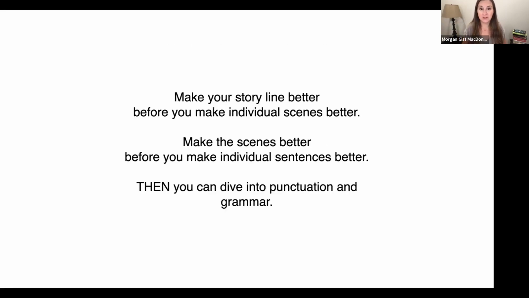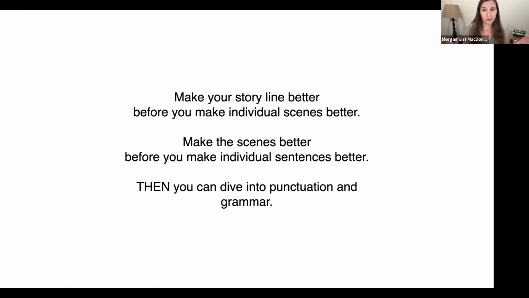So here's the premise. We want to make your storyline better before you make your individual scenes better. So think about that zoomed out position. Think about the storyline first, then you can come in and craft those individual scenes. Once those scenes have been revised, you can wordsmith those individual sentences, right? So now we can get into the rhythm and the poetry and the prose of the sentences themselves.